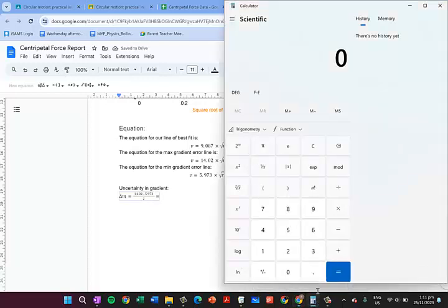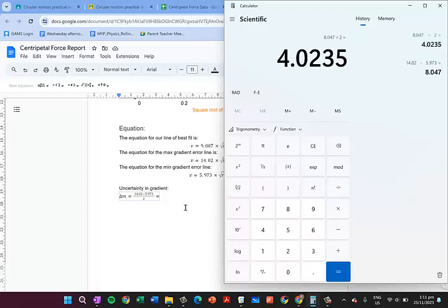So let me do that. 14.02 minus 5.973 equals, and then divide that by 2. We get 4.02.